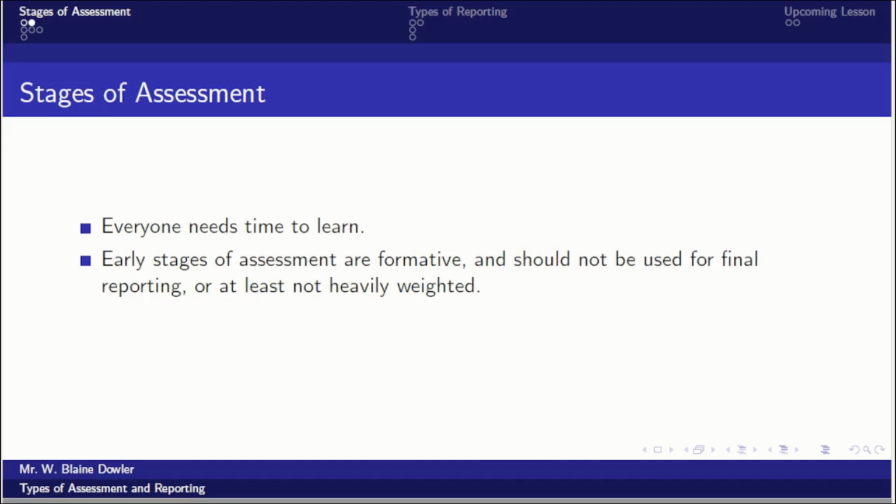So these are not generally used for final reporting, or at least if they are, they're not heavily weighted. This is when the student is figuring it out. And before we start applying things to report cards or final grades, those students should have the opportunity to sort it out and make sure they understand. Later stages are where we get the summative assessments that show up on report cards and other final evaluations.